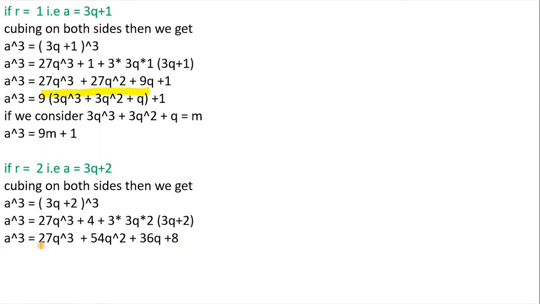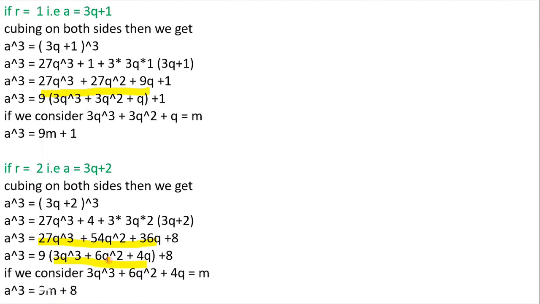So, if I want to take 9 as common from the first 3 terms, then I get a cube equals 9 of (3q cube plus 6q square plus 4q) plus 8. Now, I am treating all the terms in the bracket as m. Then I get a cube equals 9 into m plus 8. So, by all these three cases, we can clearly say that the cube of any positive integer is in the form 9m, 9m plus 1 and 9m plus 8. Okay.